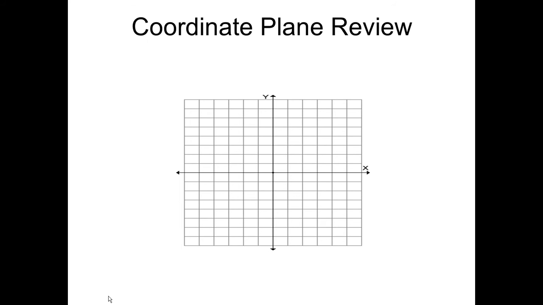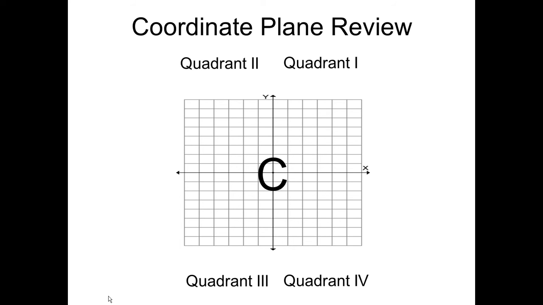So first of all, we're going to review the coordinate plane, remembering that we use the C to help us remember how to name our quadrants. To tell us that we're going to do counterclockwise. Quadrant 1 is in the upper right. Using our C going to the left, we do quadrant 2, 3, and 4.